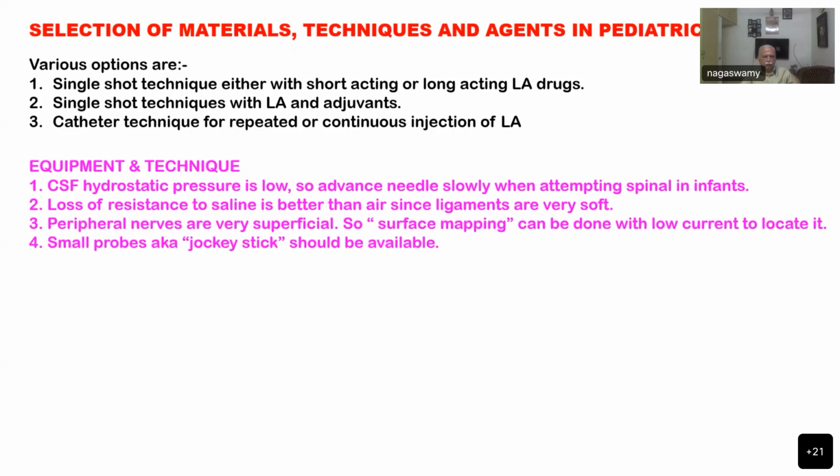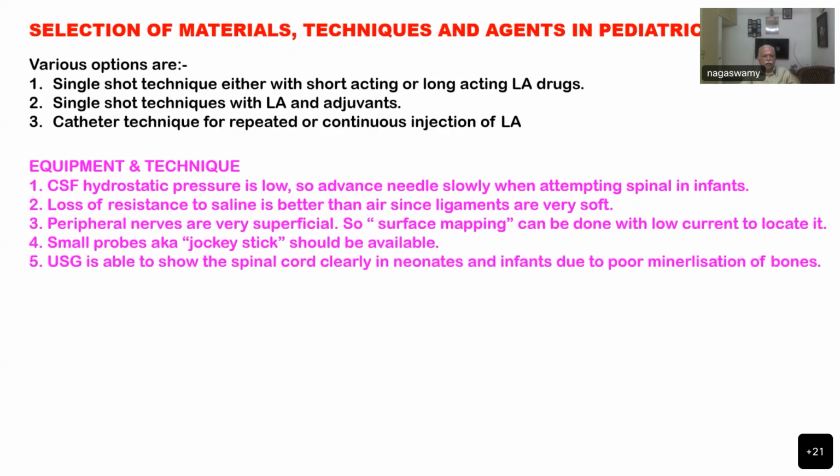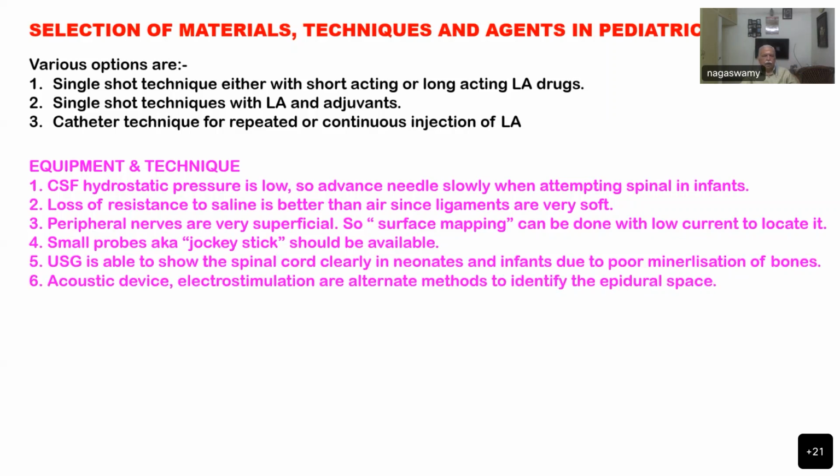Small probes like a hockey stick handle should be available. And USG is able to show the spinal cord clearly in neonates and infants due to poor mineralization of the bones. Acoustic devices or electrostimulation are alternate methods to identify the epidural space. Earlier techniques like the whoosh technique for caudal epidural have now become completely obsolete. We should not use them for identifying the epidural space or caudal epidural.